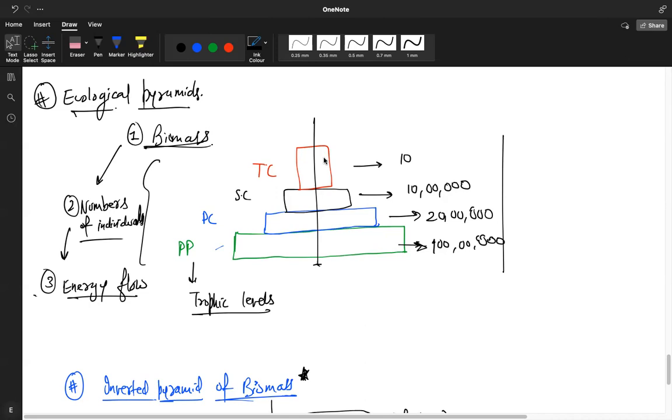But if they are showing this kind for energy, or if they're asking which of the following pyramids cannot hold true, and you see that an inverted pyramid is drawn, and the options are energy flow, biomass, number of individuals, standing crop, it can never happen for energy flow, inverted pyramid. So that's why I'm asking you to look at it and appreciate the differences from the NCERT.